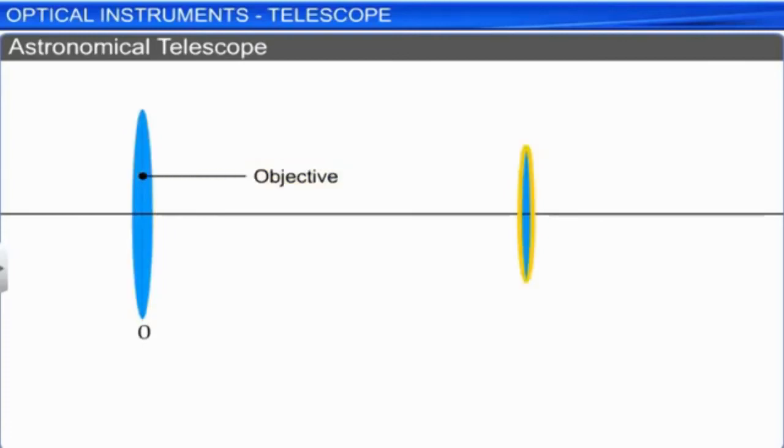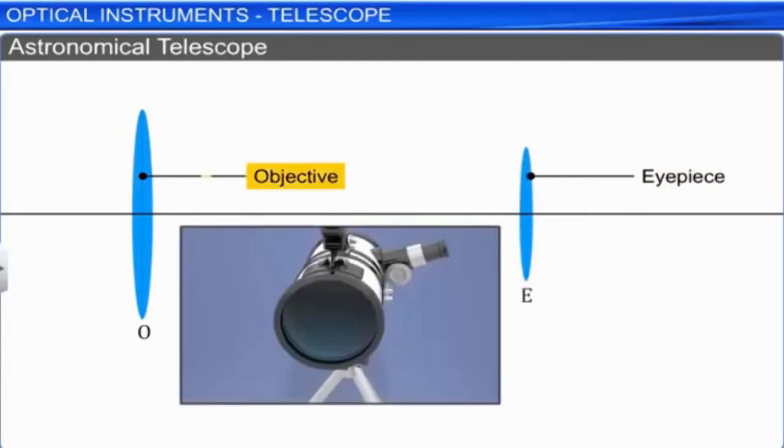To capture the image of a distant object, the objective must gather large amounts of light, and hence the aperture and the focal length FO of the objective are large. The eyepiece of a telescope has a small aperture and a small focal length FE.